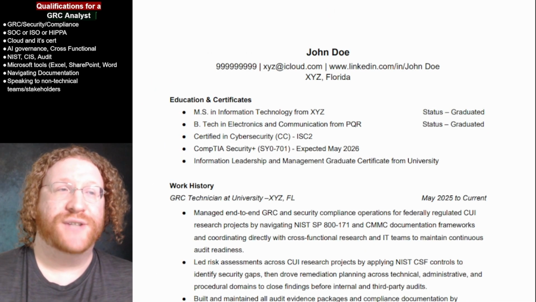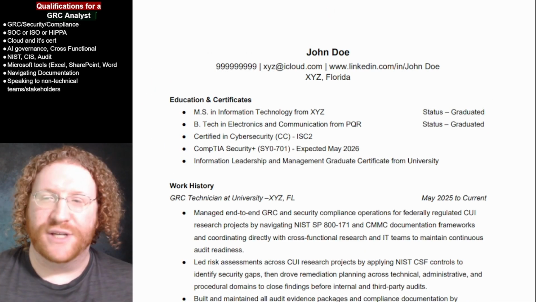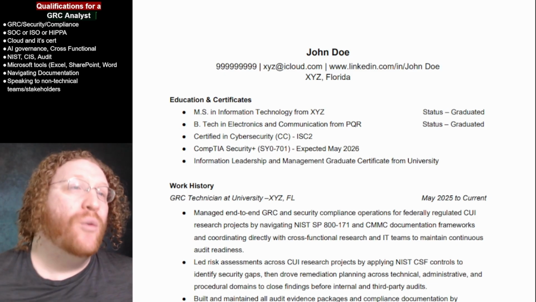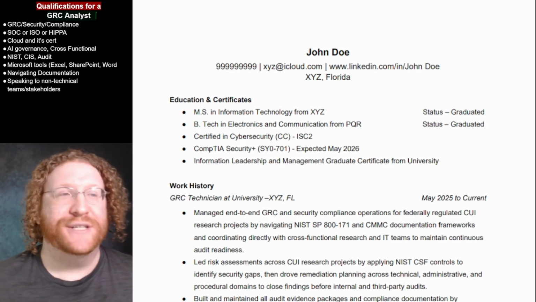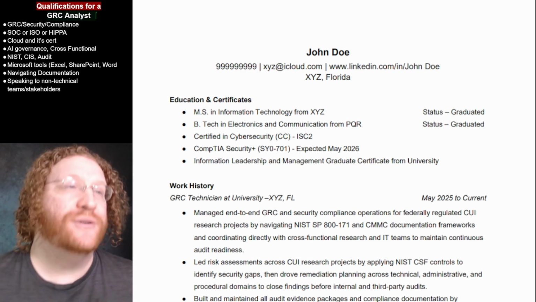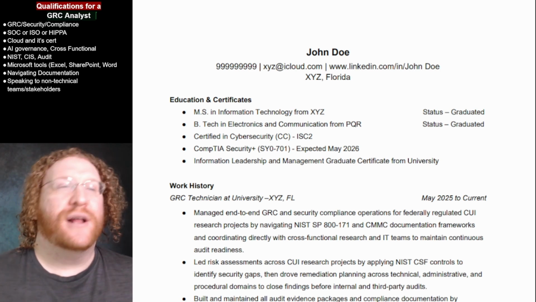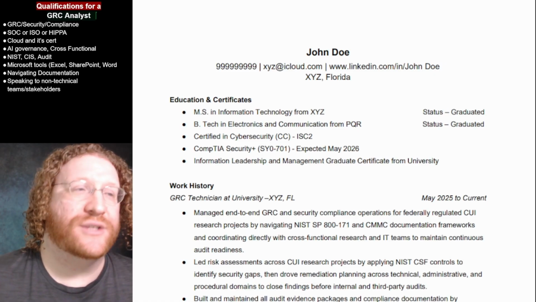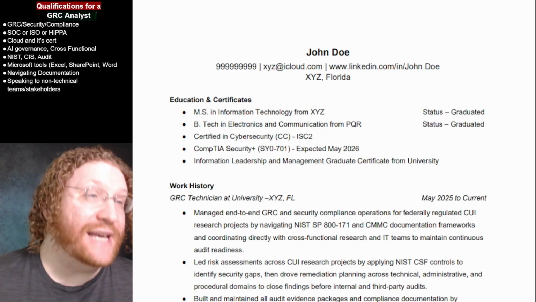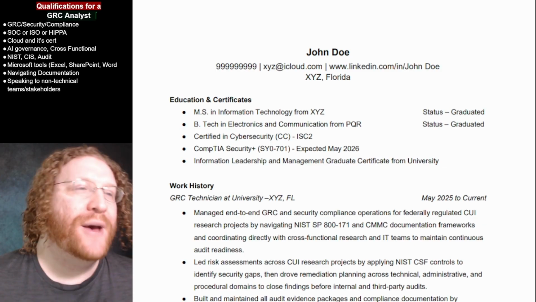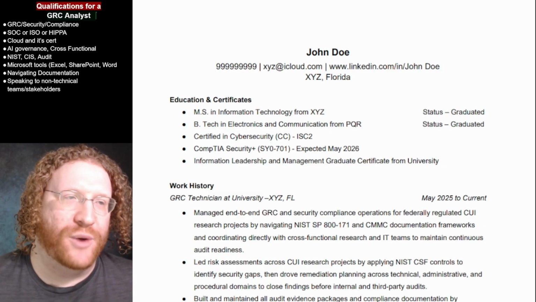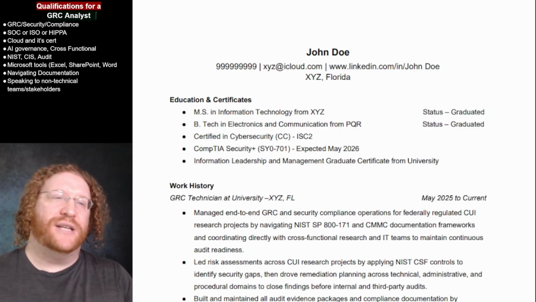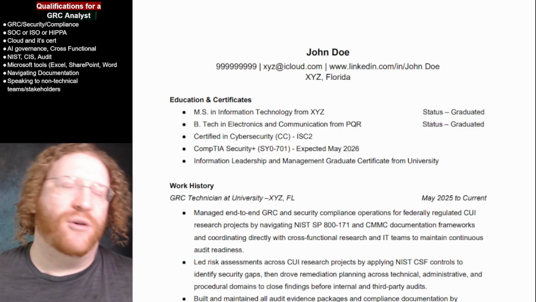This is a GRC analyst, which I forgot what GRC stands for, but I have gotten a couple of these on the channel before. So what we need for a GRC analyst is GRC, security, compliance, SOC, ISO, or HIPAA, cloud and its certs. So I want to see a few cloud certs. AI governance, cross-functional, NIST/CIS audits, Microsoft tools, so Excel, SharePoint, Word, navigating documentation, and speaking to non-technical teams and non-technical stakeholders.